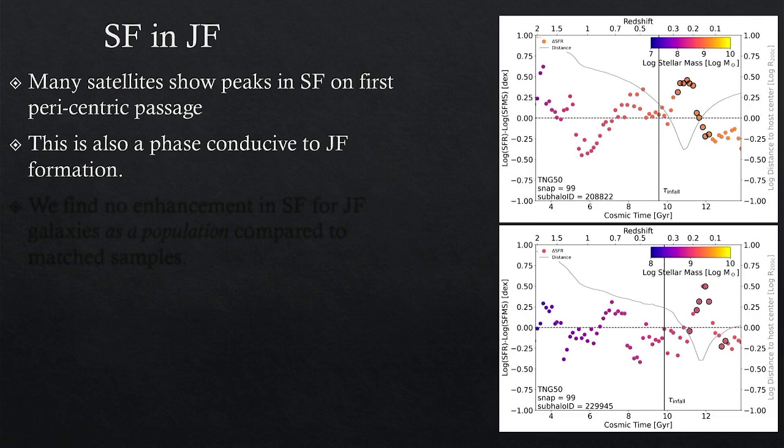You can see that in many cases, as there's a pericentric passage, you get this peak of star formation, and this is also where the area is most conducive to forming a jellyfish galaxy. So we see this relation, but not in all cases. Some cases it goes to the pericenter, we don't see a jellyfish at all. Did we miss it, or was there no jellyfish? Did it lose the gas before? You can check these things out.